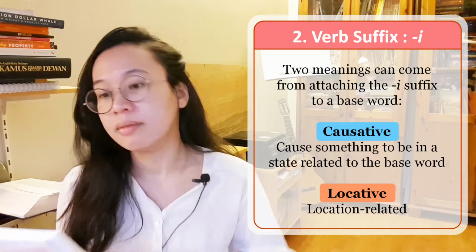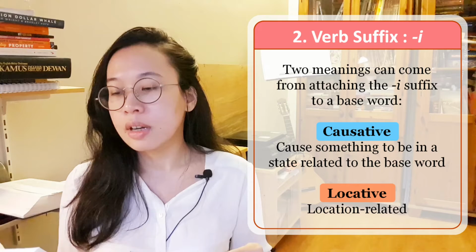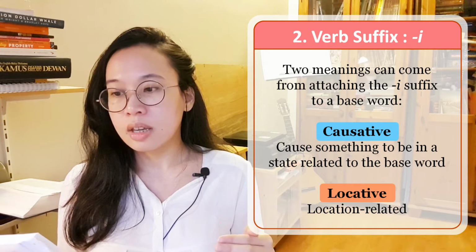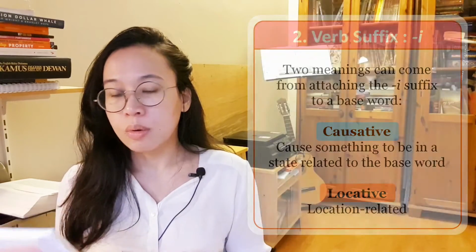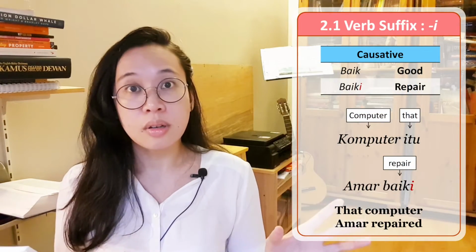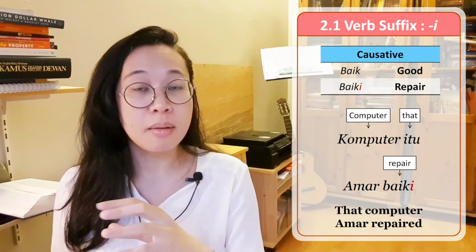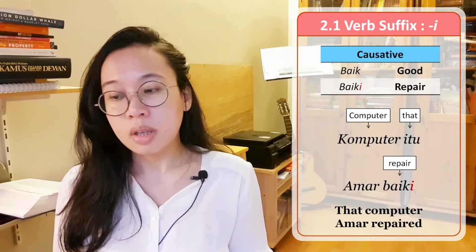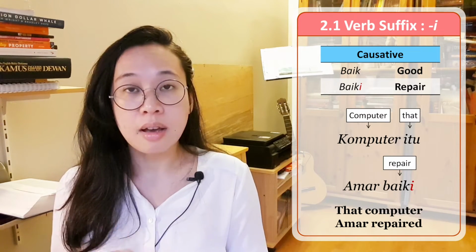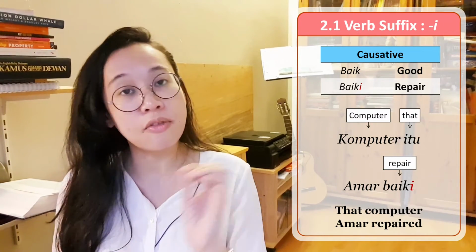And the last one is i. Also two different meanings, causative and locative. The first one, causative, is cause something to be, similar to the previous one. So baik is good. Baiki is to make something good, which means to repair. Baiki is repair in Malay. Computer itu Amar baiki. Amar is a name. That computer is being fixed by Amar.